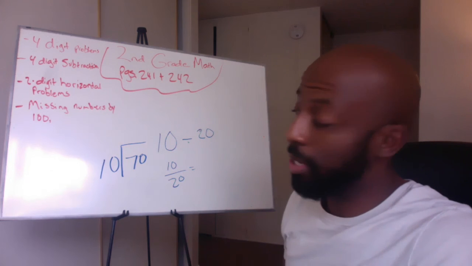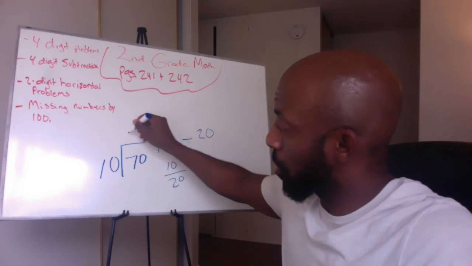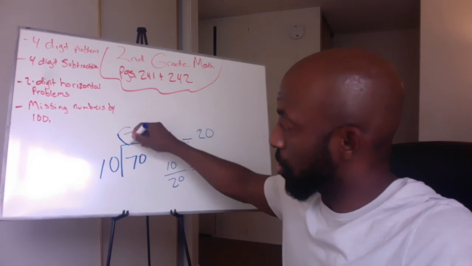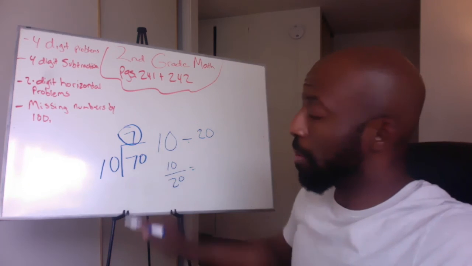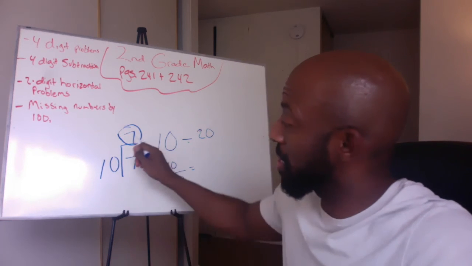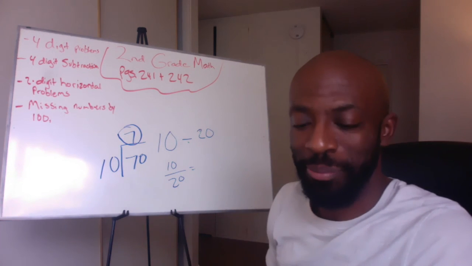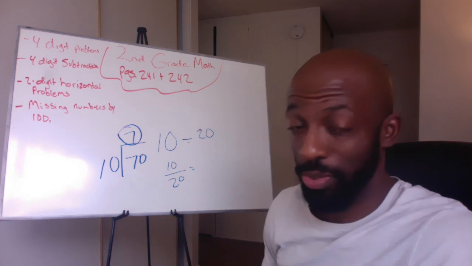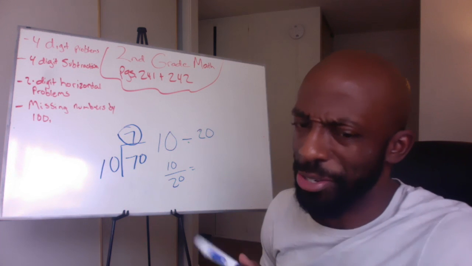So you know what our answer is going to be? You always write the answer at the top, and you can circle it so we know. So 10 divided by 70 is going to be 7. There are 7 10s in 70. You're going to do the same thing for the next one there with 10 and 10. I think you should know that one.